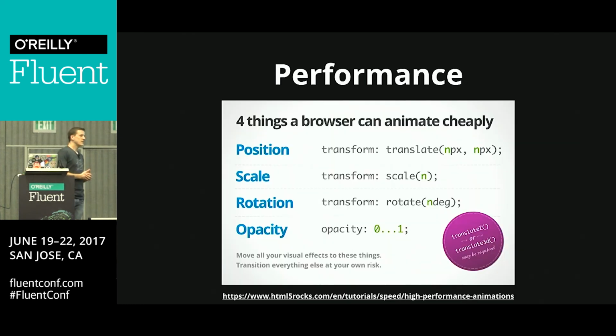Now, the closest thing that there is to a silver bullet is this. Basically, if you were to take away one performance tip from this talk, it would be to only change these 4 things when you are changing a property of an HTML element. Because these are the things that a browser can animate cheaply. It's position, scale, rotation, and opacity.